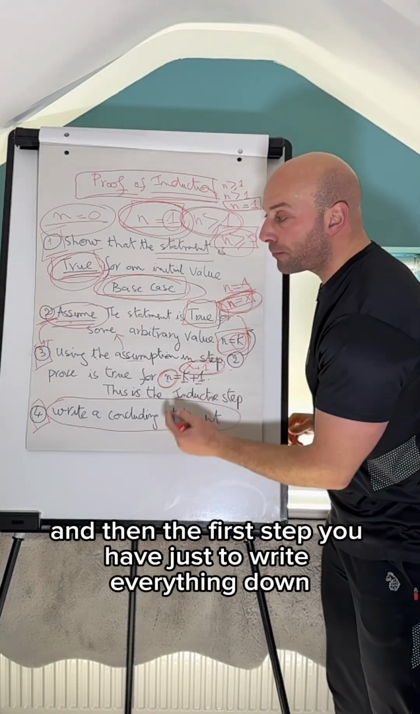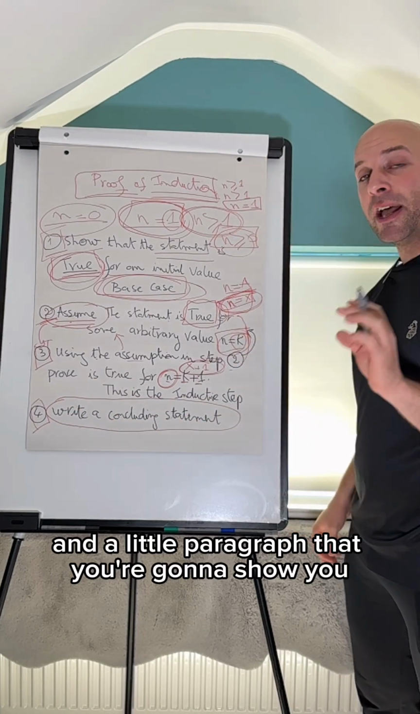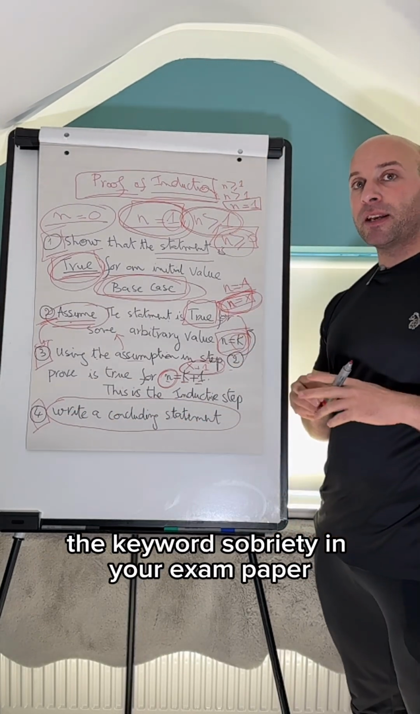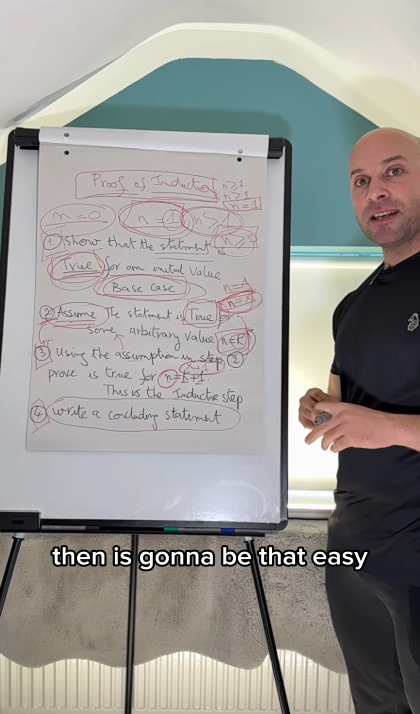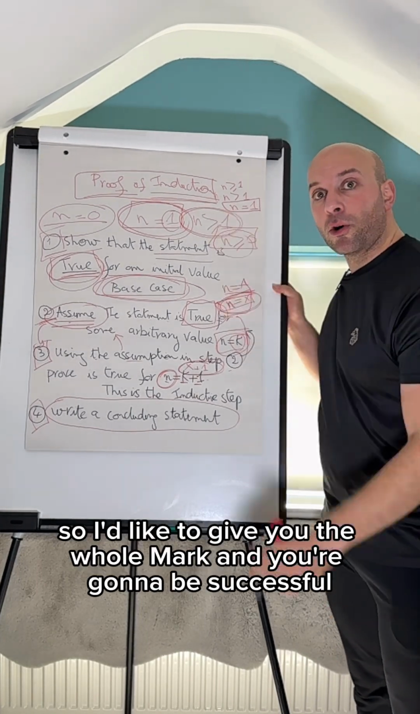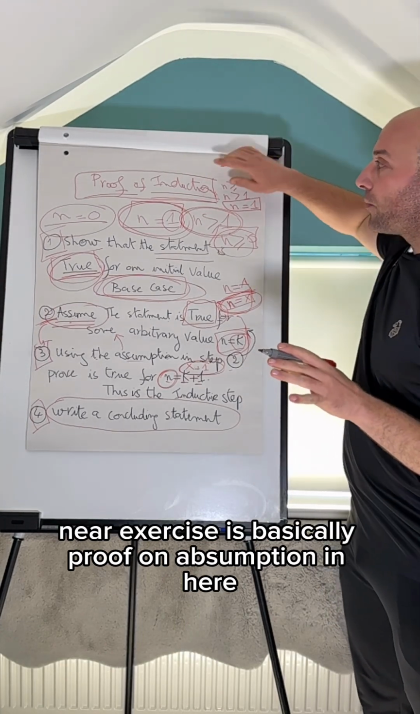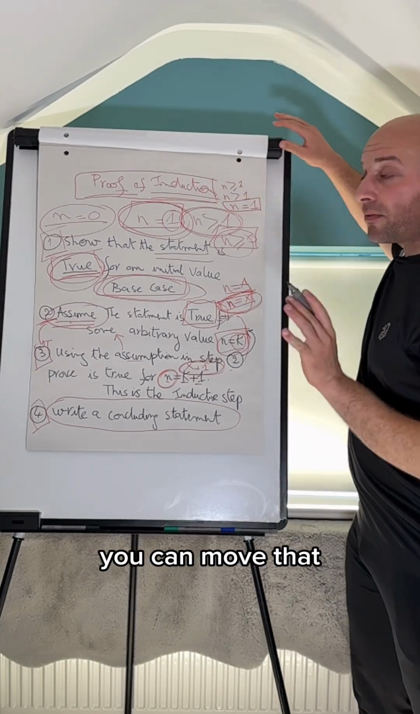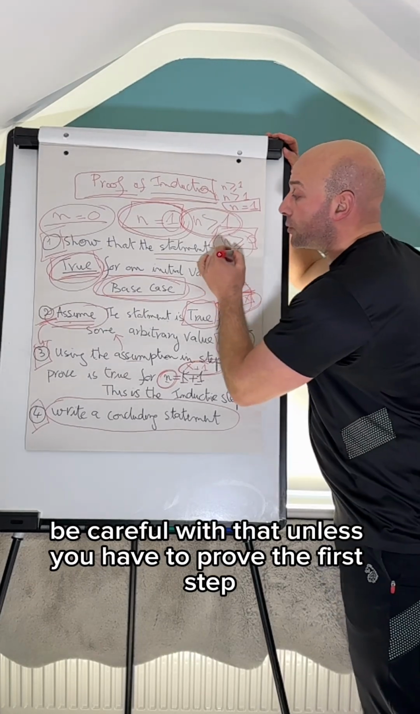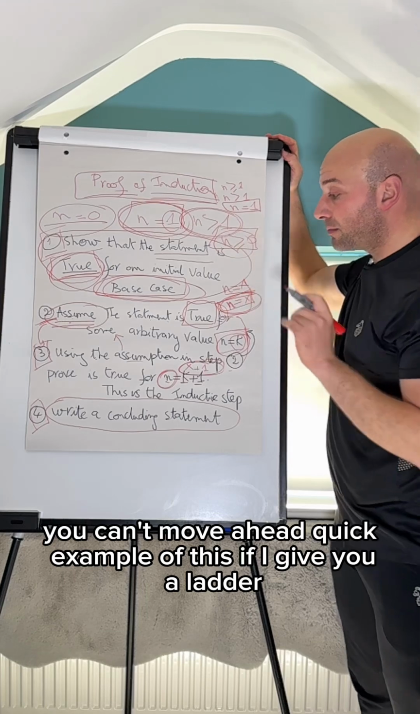And then in the fourth step, you just have to write everything down in a little paragraph, which is going to show you the keywords to write in your exam paper. Then it's going to be easy and understandable for your teacher to give you the whole mark, and you're going to be successful in your exercise. It's basically proof on assumption in here. Be careful with that, unless you prove the first step. If you don't prove this one in here, you can't move ahead.